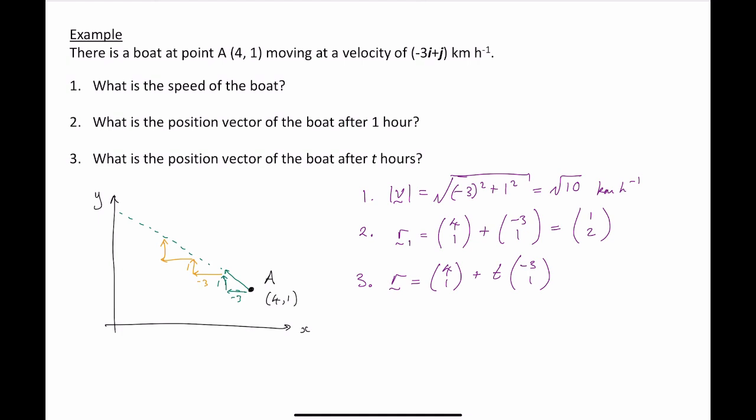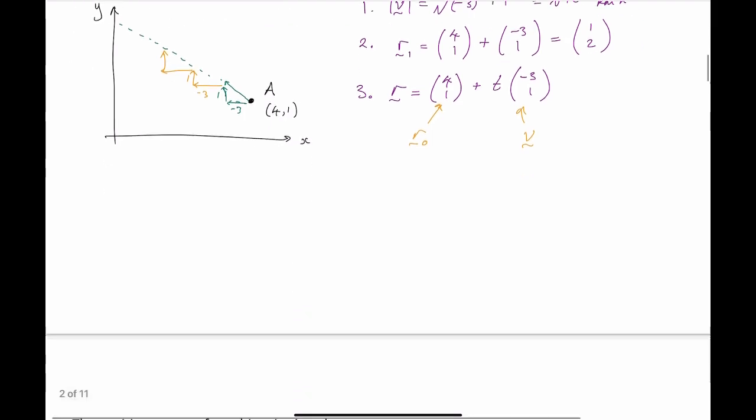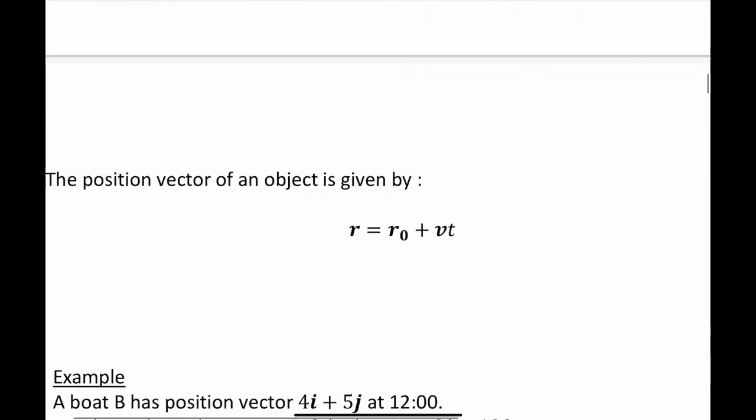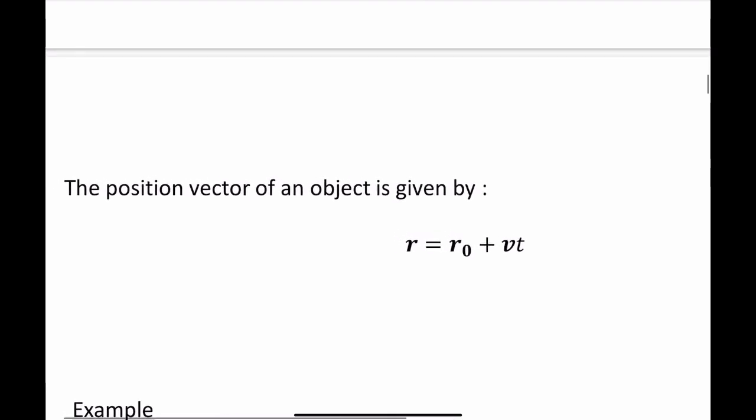Okay, why is that useful? That's given me an expression for the position vector after a certain amount of time, given its initial position and its velocity. So this gives us a general expression for the position vector of an object, which we can see here. The position vector is given by its initial position plus its velocity multiplied by the amount of time that's passed since it was at its initial position. That is just the vector equation of a straight line in the context of velocity.